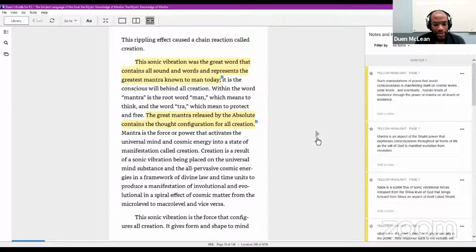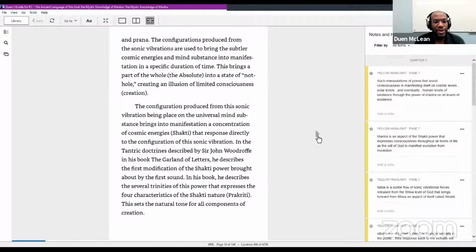This sonic vibration is the force that configures all creation. It gives form and shape to mind and prana. The configurations produced from the sonic vibrations are used to bring the subtler cosmic energies and mind substance into manifestation in a specific duration of time. This brings a part of the whole, the Absolute, into a state of not whole, creating an illusion of limited consciousness, creation. The configuration produced from this sonic vibration being placed on the universal mind substance brings into manifestation a concentration of cosmic energies, Shakti, that responds directly to the configuration of this sonic vibration.